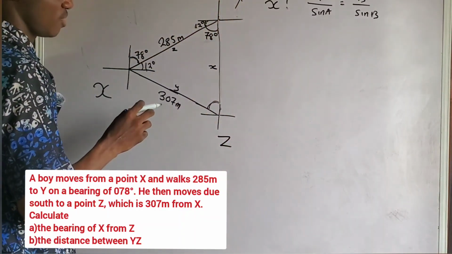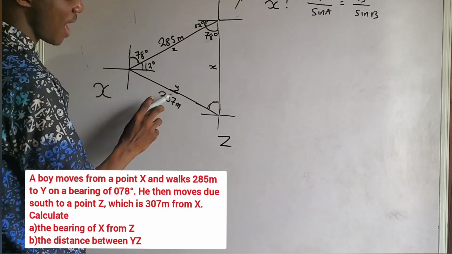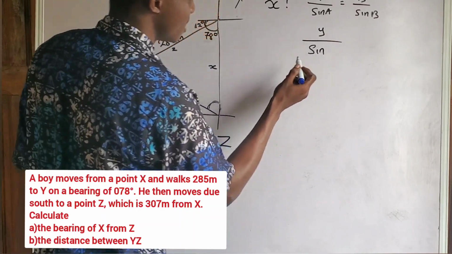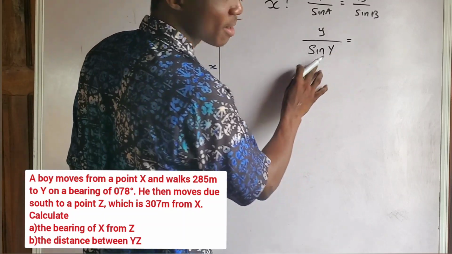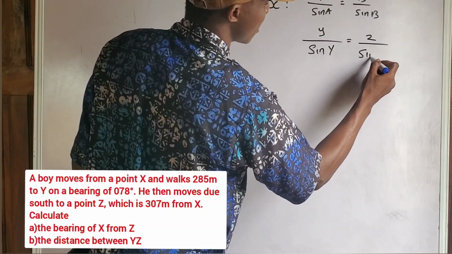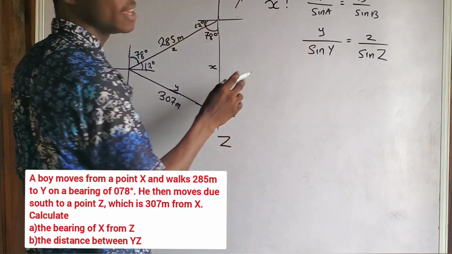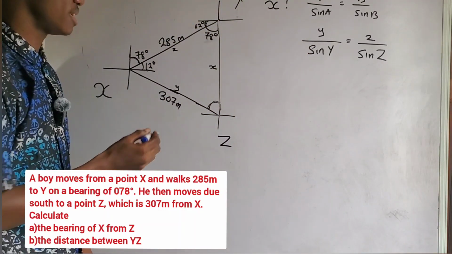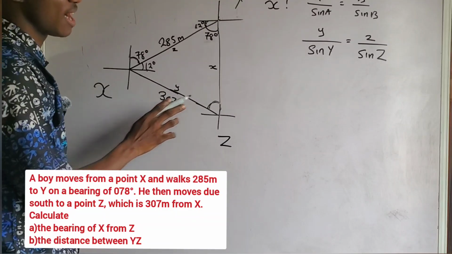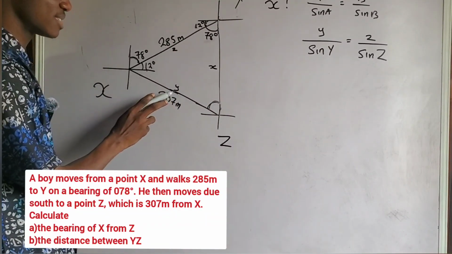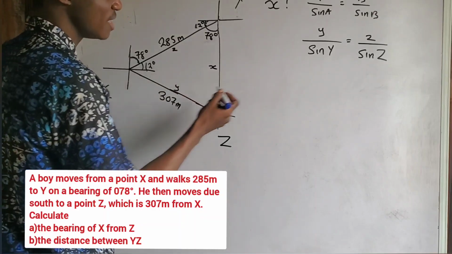Now, I'm going to have small letter y over sine Y, sine capital letter Y, equals small letter z over sine capital letter Z, where small letter y is the side that we are given. Are you getting it? And big letter Y is the angle that the side faces. You understand? You can see that this side is facing this angle.